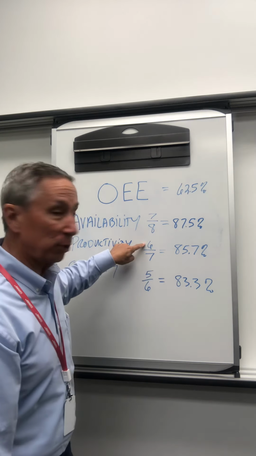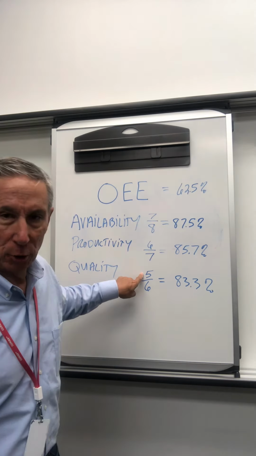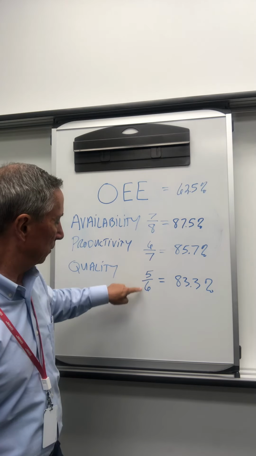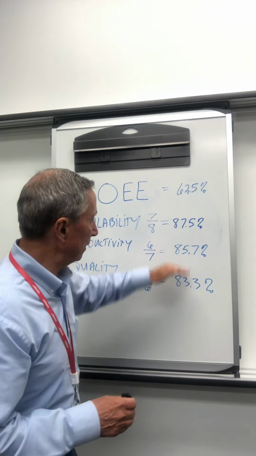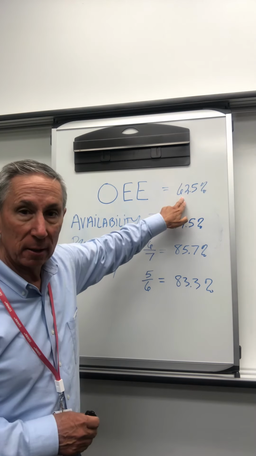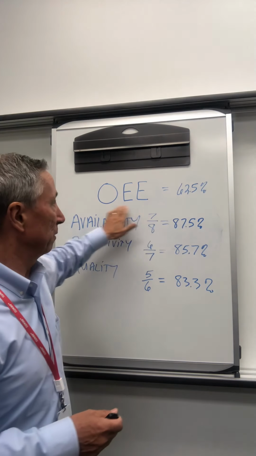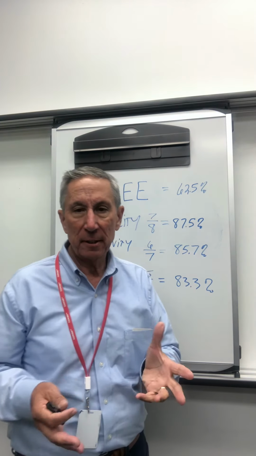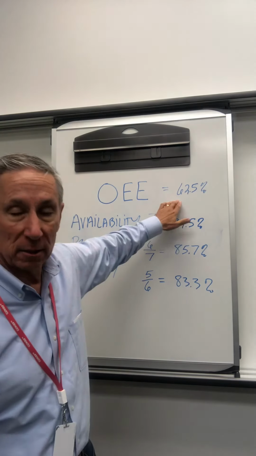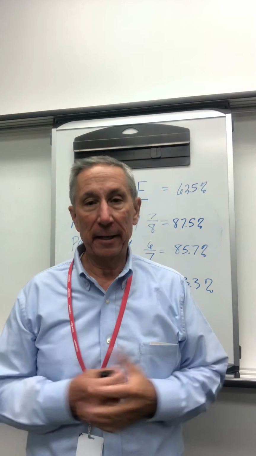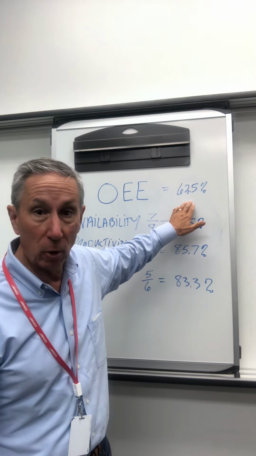And then I take the 6 units and I put it in the denominator for quality, and I produced 5 good units. So 5 divided by 6 is 83.3%. When you multiply these three percentages, you come up with 62.5% overall equipment effectiveness, which means that roughly in a schedule of supposed to run 8, I ran 6.2 units during that 8-hour shift. So you can look and see that we fell short of our goal, of course.